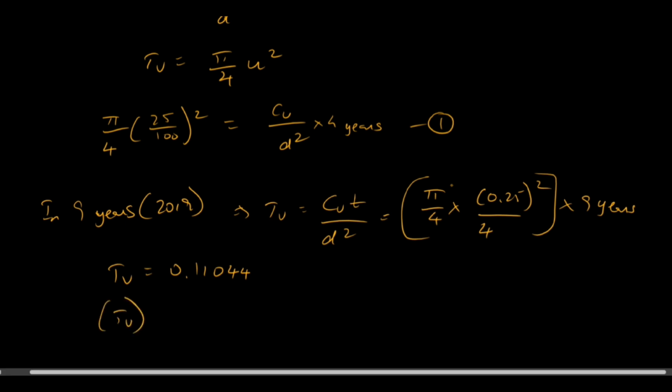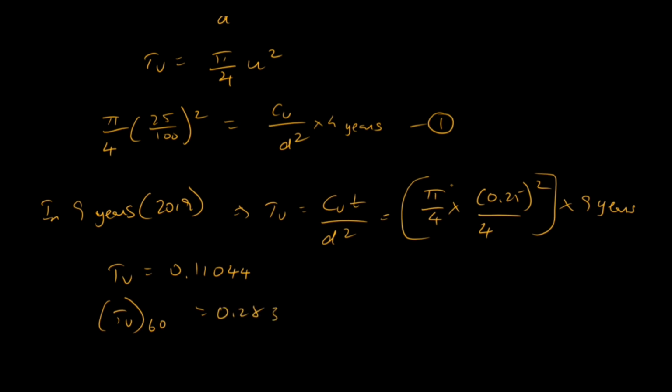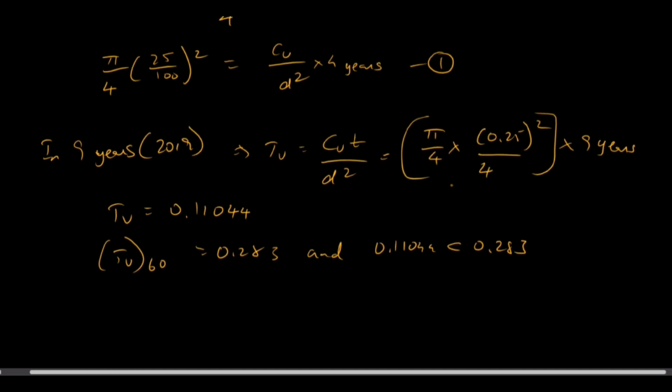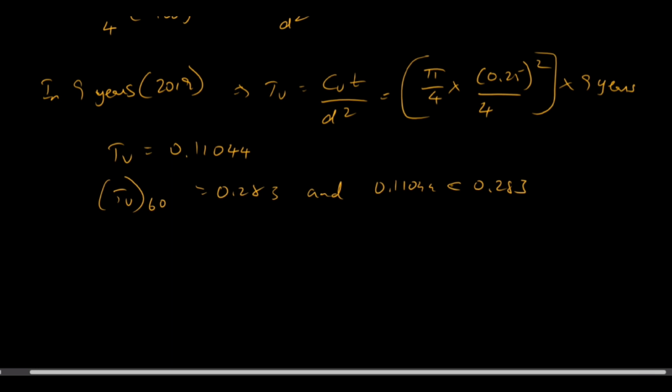If you see the constant value of TV at 60%, that is nothing but 0.283, and this 0.11044 is lesser than 0.283, whereas the degree of consolidation is lesser than 60%. So we can take TV equal to 0.11044, which is nothing but pi by 4 into u square. With this, we need to calculate the degree of consolidation.